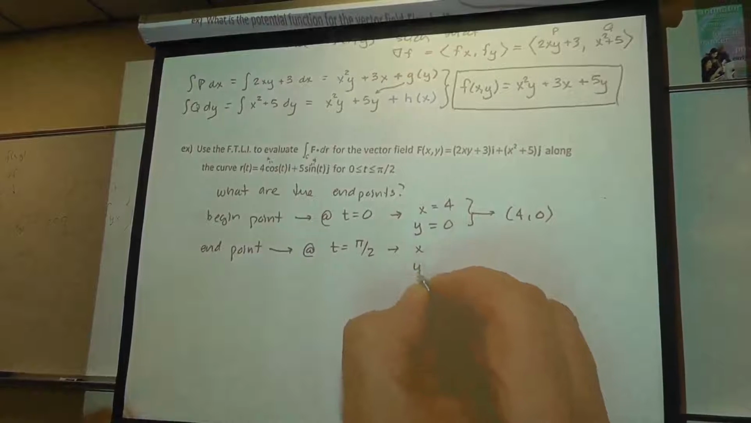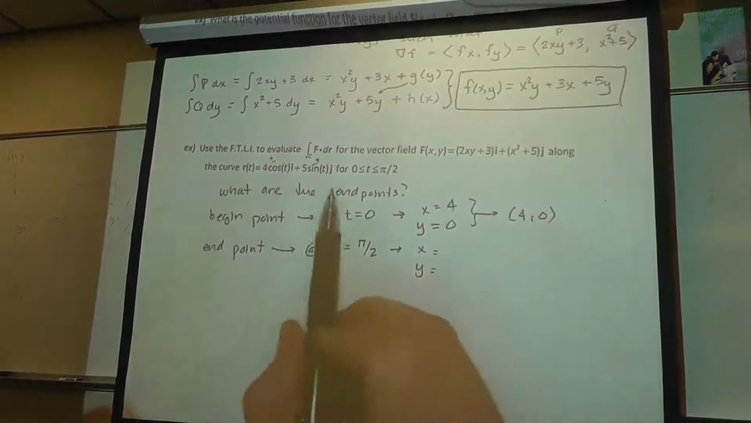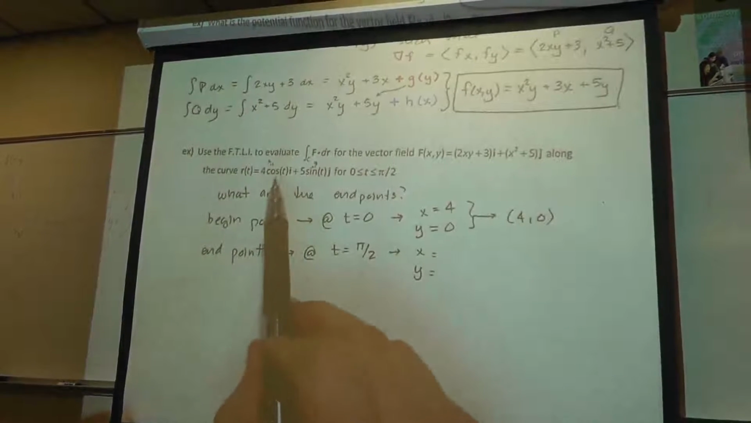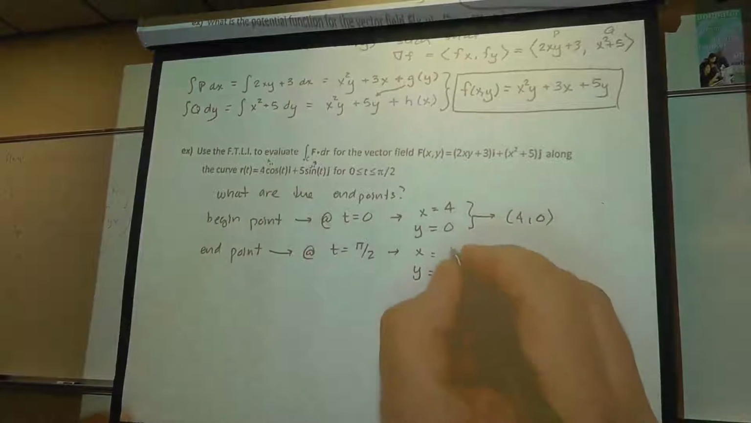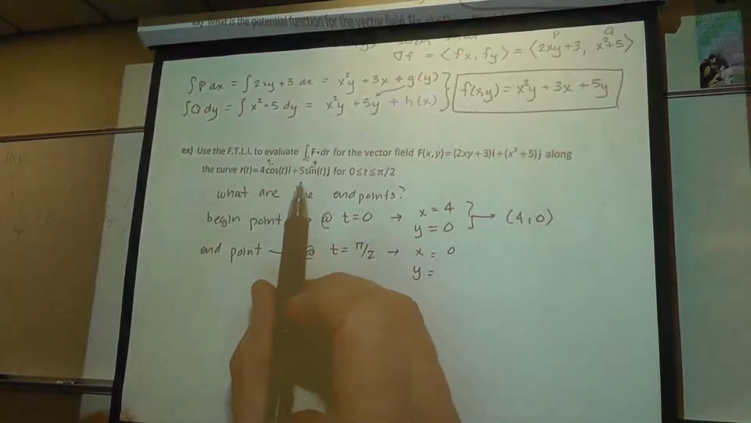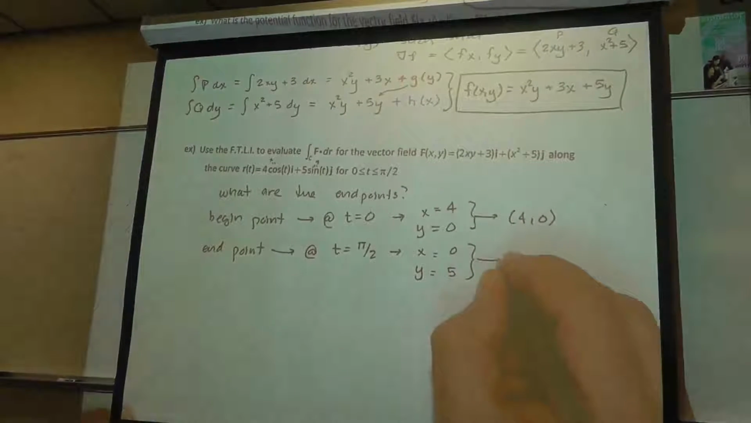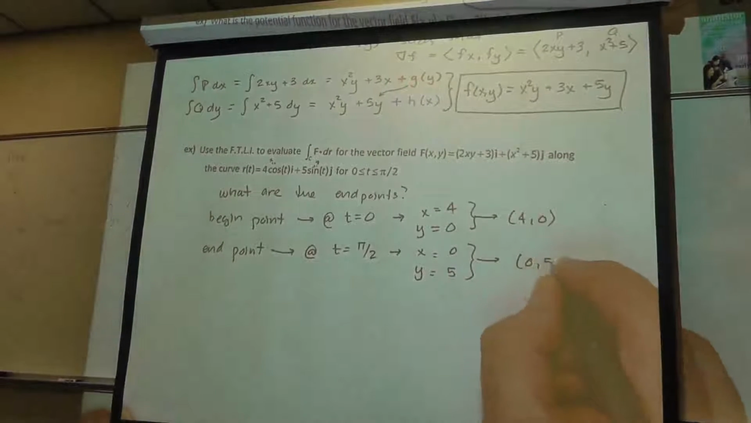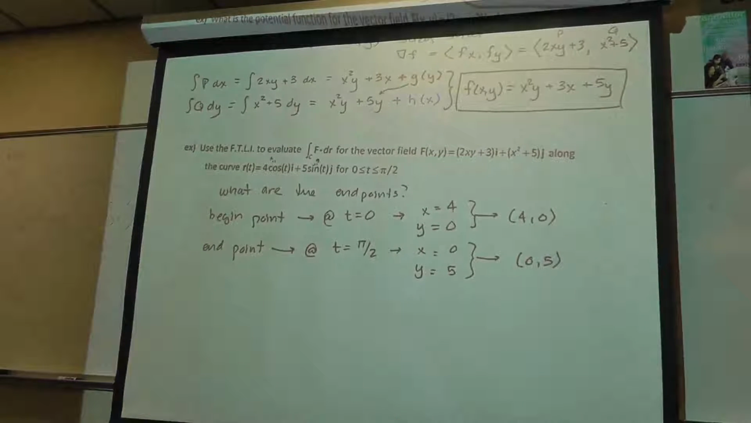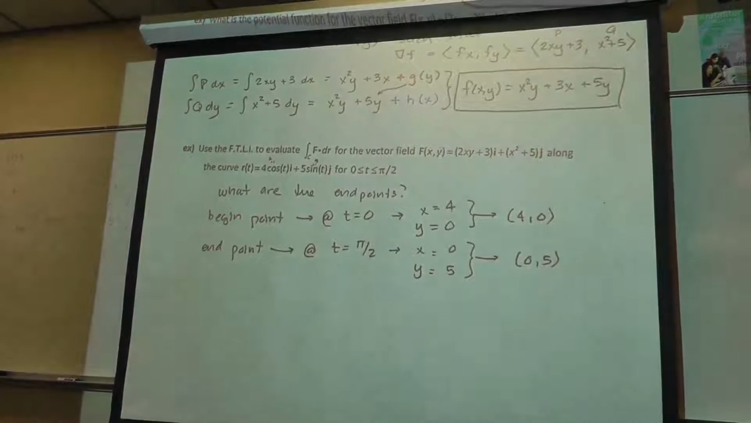So same idea, take pi over 2 and plug it into both parts of the parametric equations there. 4 cosine pi over 2 goes away to 0, and then 5 times sine of pi over 2 is 5 times 1. So that means you should end up at the point 0, 5. Anybody recognize what the path is?